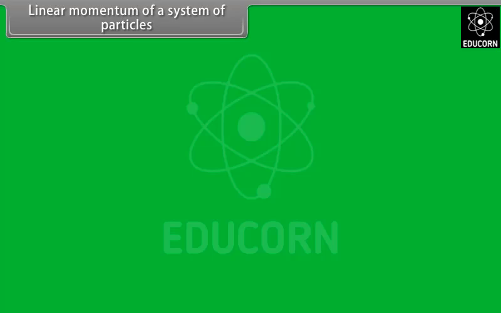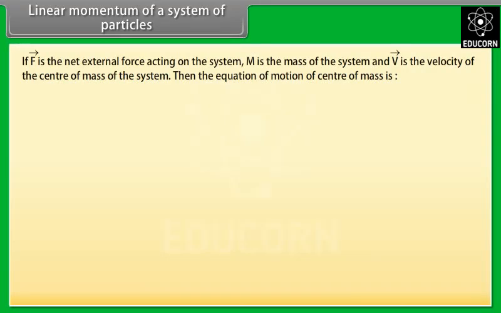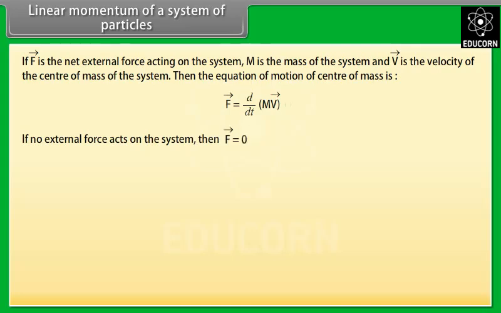Linear momentum of a system of particles. If F vector is the net external force acting on this system, m is the mass of the system, and v vector is the velocity of the center of mass of the system, then the equation of motion of the center of mass is F vector = d/dt of the product of m and v vector. If no external force acts on this system, then F vector will be equal to 0. By putting the value of F vector in the above equation, we get d/dt of the product of m and v vector = 0.